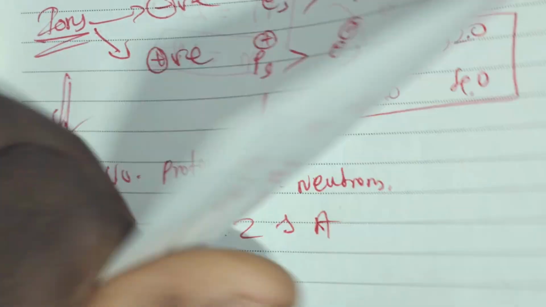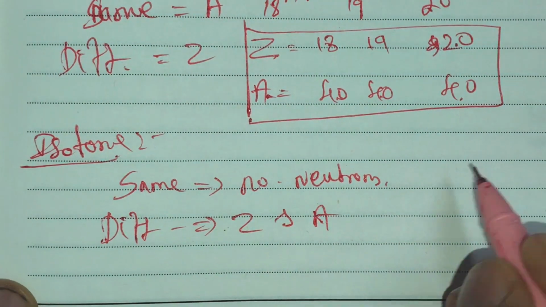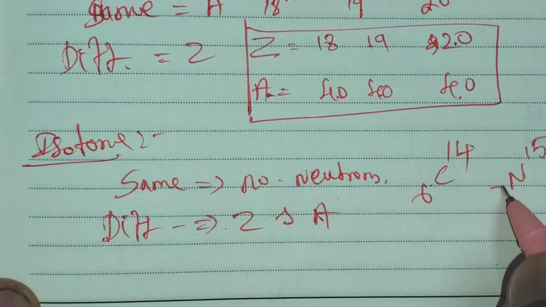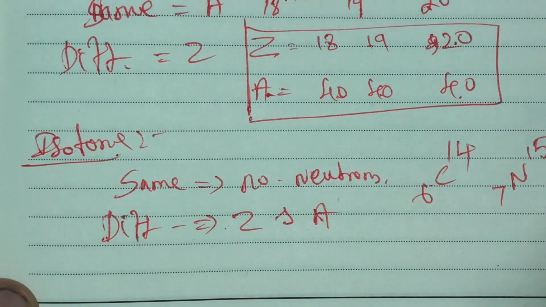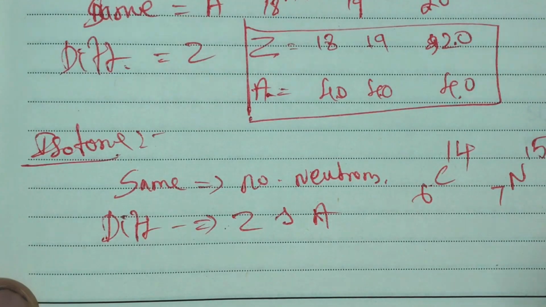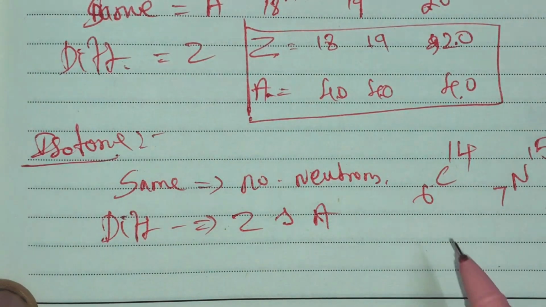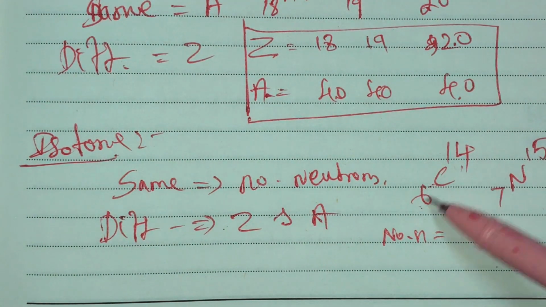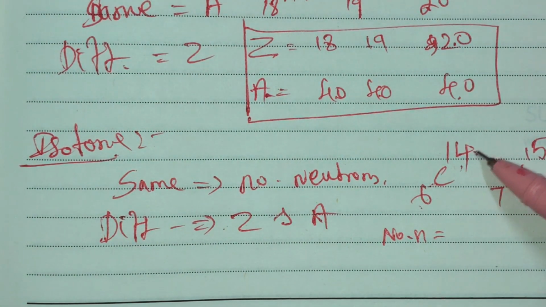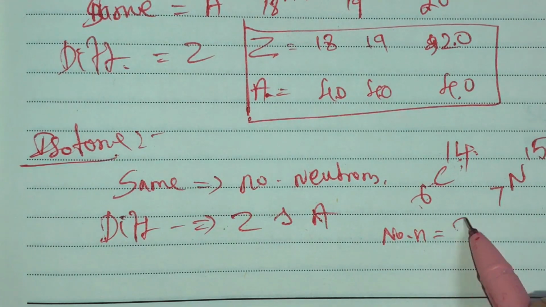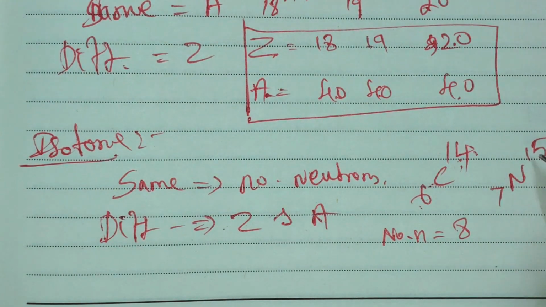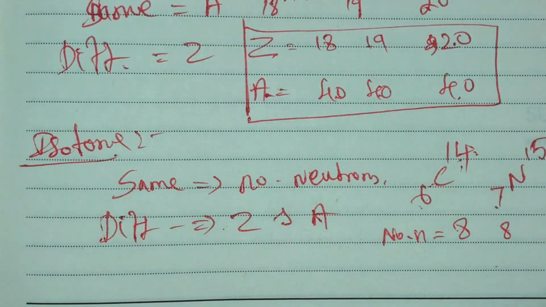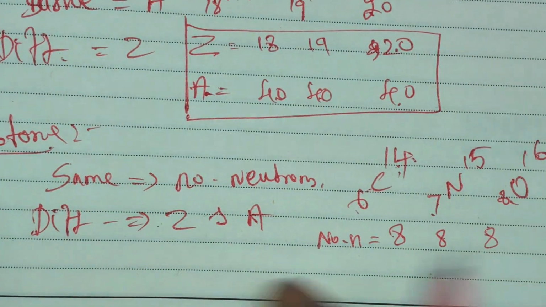For example, carbon-14, that is 6C14, nitrogen-15, and oxygen-16. Here, see the number of neutrons: 14 minus 6, how much? Yes, 8. And 15 minus 7, what? That is 8. 16 minus 8, how much? Yes, very good, 8.